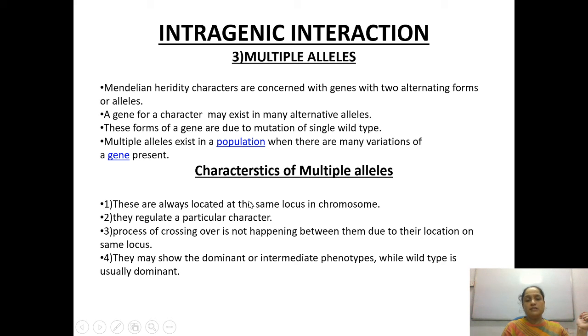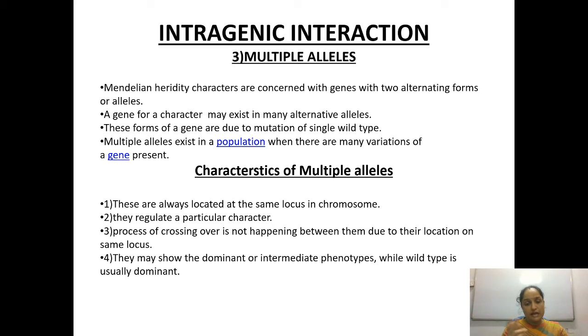These are always located at a same locus in chromosome. क्रोमोसोम में इन एलील्स की लोकेशन वही होगी जो एक उनके पर्टिकुलर वाइल्ड टाइप की लोकेशन होगी. उस जीन का जो लोकेशन होगा वही एलील का लोकेशन होगा दूसरे क्रोमैटिड में. ठीक है. They regulate a particular character. They will be regulating a particular character as I have shown you in the slide number 2.